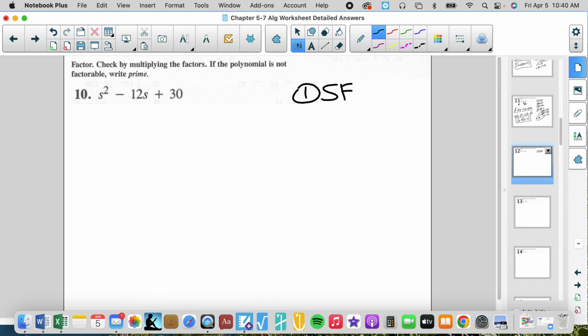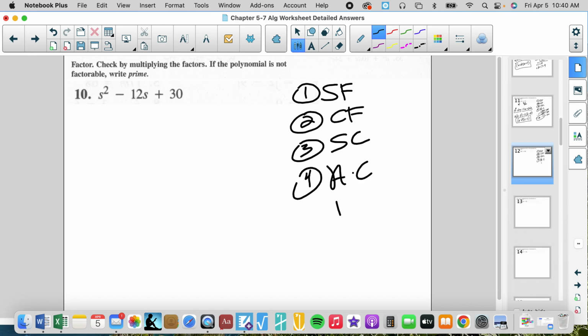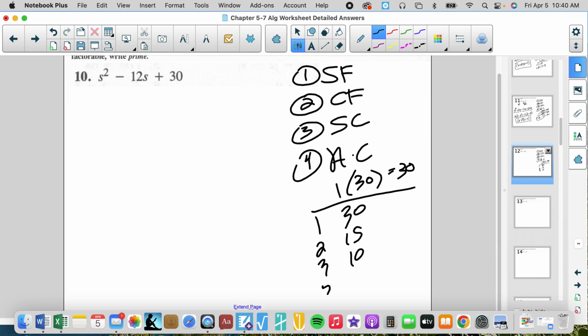Standard form, common factor, no. Special case, no. A times C, 1 and 30 is 30. There are some good factor pairs: 1 and 30, 2 and 15, 3 and 10, 4 no, 5 and 6. Signs are the same. Both negative.